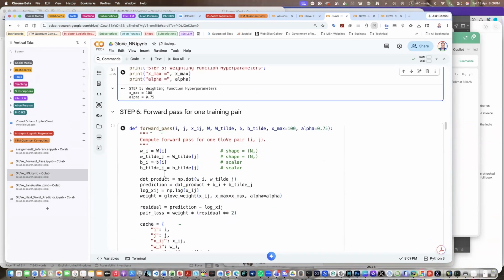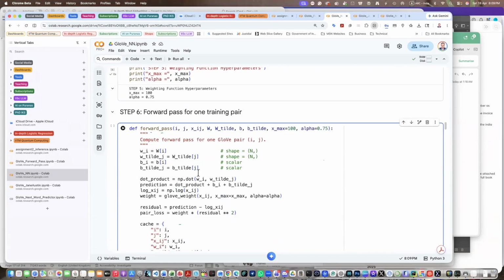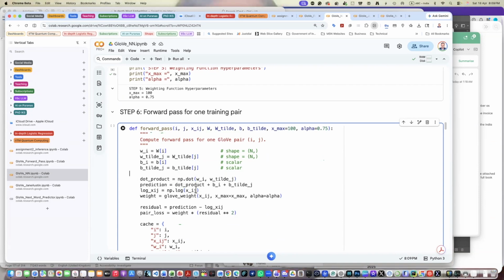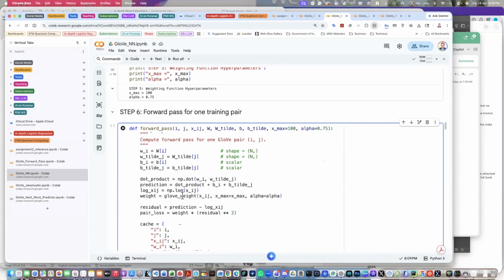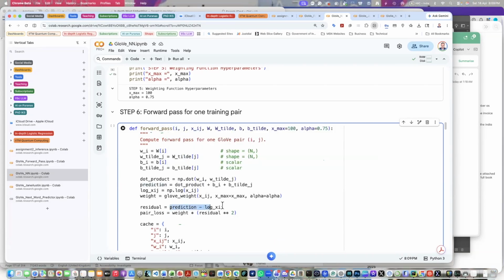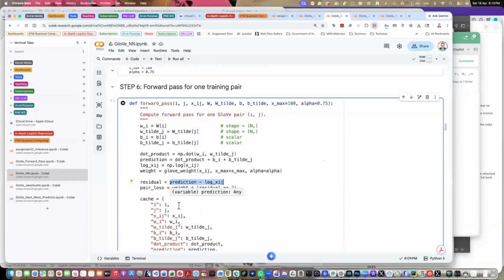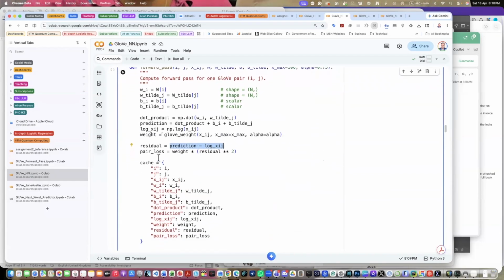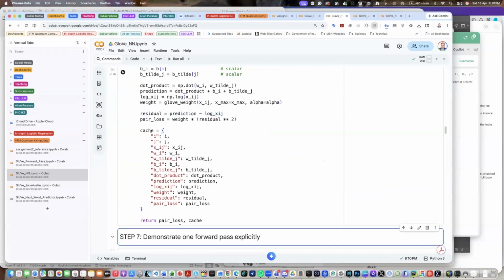Now what I do is that I define my forward pass. Forward pass I already showed you in the previous section. I take my wi, wj to find the dot product, find the prediction using dot product plus bi plus bj, and I calculate log of Xij, and I take the difference between prediction and log of Xij, and that becomes my loss function, and I'll try to optimize my loss function. So this is my forward pass.